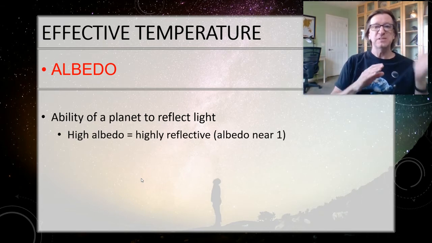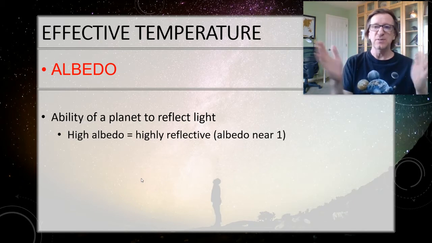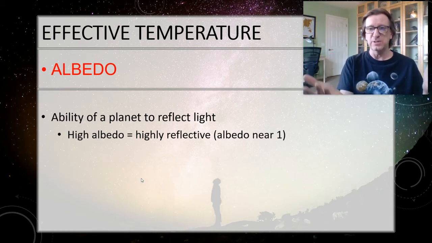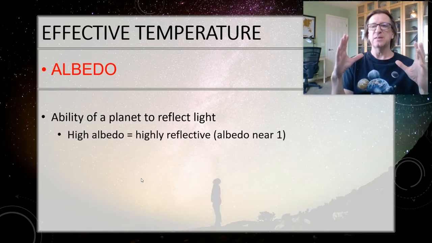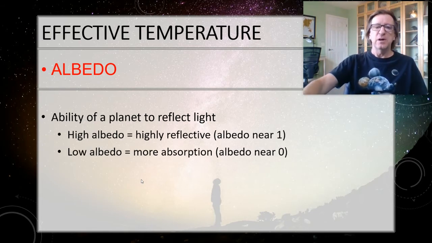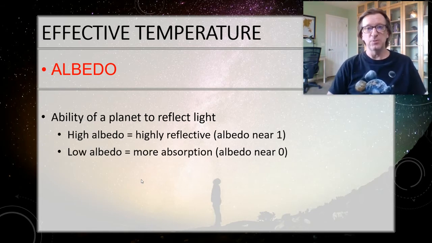Now, albedo goes from 0 to 1. It's never negative. It's always a decimal. It goes from 0 to 1. Something with an albedo of 1 is a mirror. It's a perfectly reflective surface. So 0.8, 0.9, things like that are going to have a really high albedo. On the other hand, a low albedo, something close to zero, like 0.1, 0.2, is going to absorb more energy.